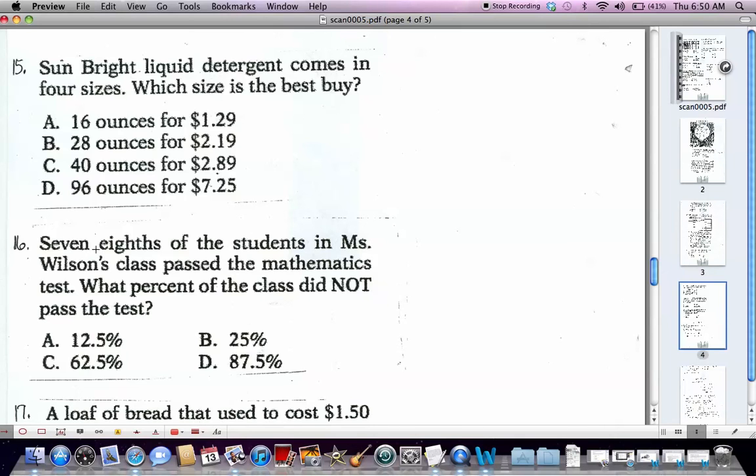Number 16, 7/8 of the students in Miss Wilson's class passed the mathematics test. What percent of the class did not pass the test? 7/8, that's a fraction, of the students in Miss Wilson's class passed the mathematics test. What percent did not? Okay, so you've got to see what's left over from 7/8. Okay, 12.5%, 25%, 62.5%, or 87.5%. 7/8 of the students, so that's almost all of them that passed it.